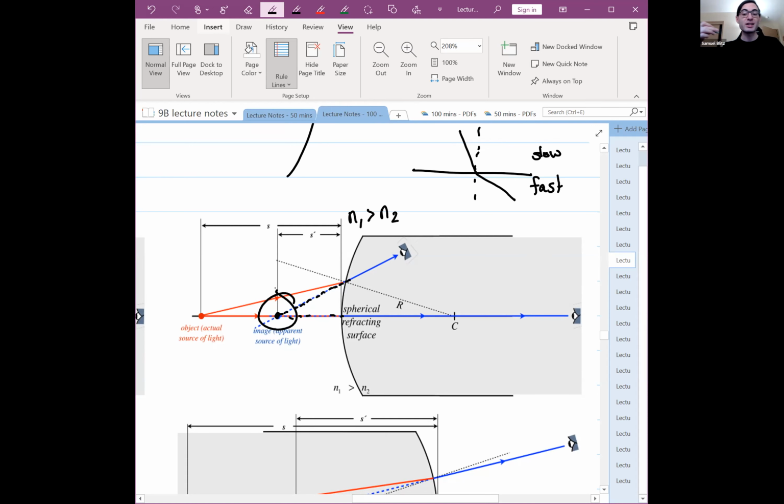So in this case, S prime is negative because it is on not the outgoing side. Again, this is still the outgoing side because light is passing through. And now the image is formed on the not outgoing side, i.e. negative. So S prime is negative. Similar, again, though, S is still positive.